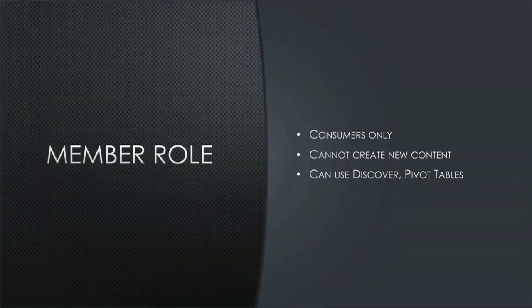So the member role is the very basic, baseline entry-level role that a user can have. Users who are in the member role can only consume content. They can't create anything new within Informer. They can only consume what's been shared to the team, and they can also use data sets that are available to the team and use Discover to build some visuals and pivot tables. But those are not something that they can save. They're just building those and consuming those. So it's kind of like a read-only level access into the content.